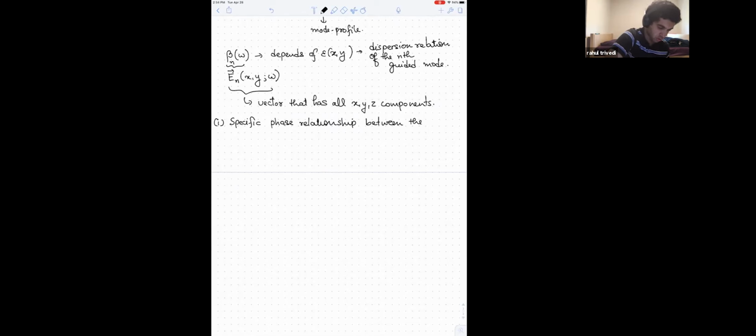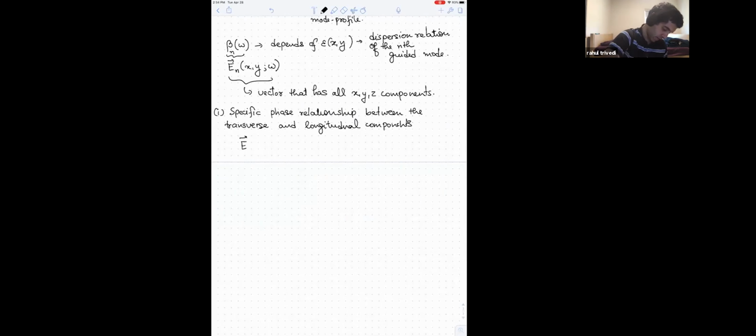between the transverse and longitudinal components. Right? So in other words, one choice of E, so your E_n of x, y, omega, essentially looks like some transverse field of x, y, omega. This is only in the xy plane, right? So we have a transverse field component, right?